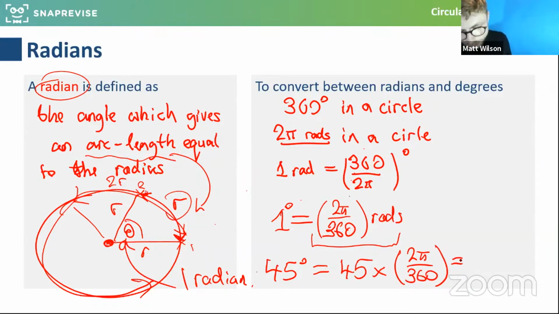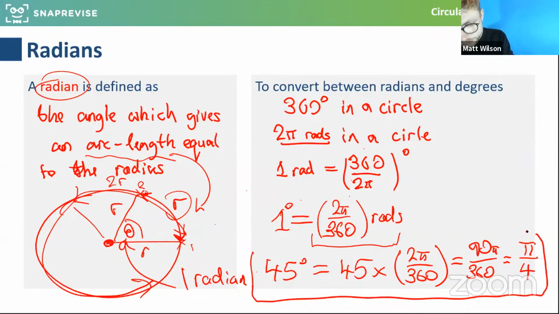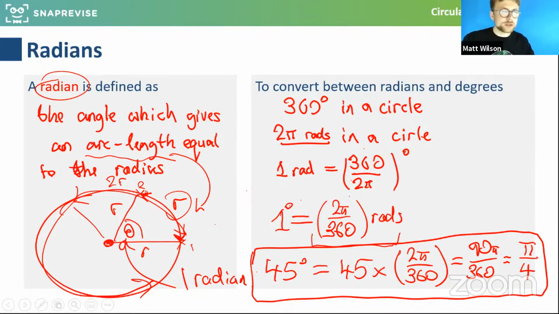And if I chuck this into a calculator, or in fact, I don't even need to chuck it into a calculator. This is quite a nice one to do by hand. We have 2 times 45, so that's 90 pi over 360. Now 90 over 360, you can check in your calculator as 1 over 4. So 45 degrees is pi over 4 radians. That's useful to know. Good, yeah, quarter pi, perfect, well done.